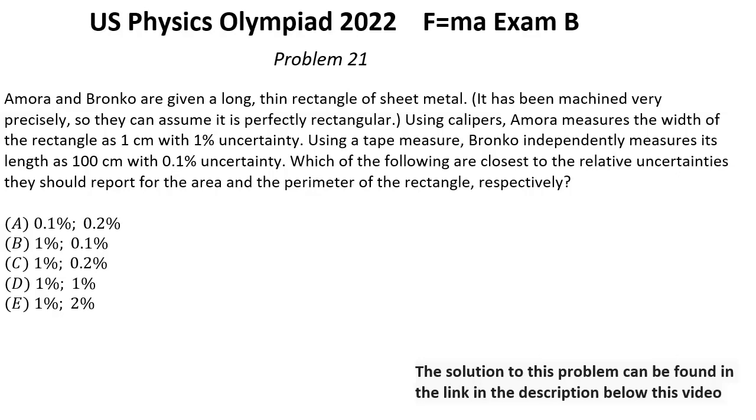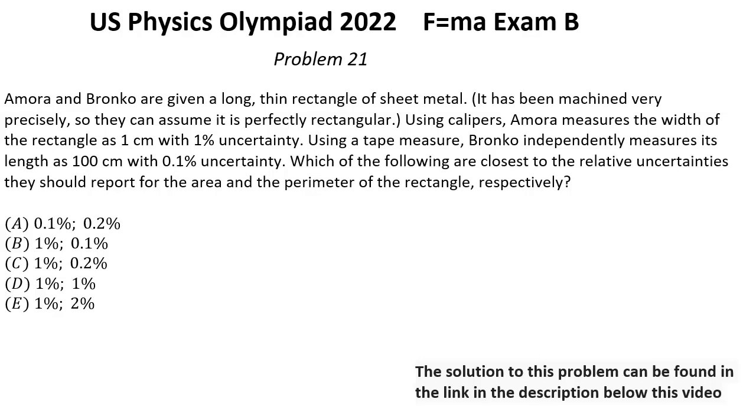Solution for problem number 21. Calculating the area involves multiplying the two measurements, and so the uncertainty in the area depends on the relative uncertainties of the inputs. Amora's 1% relative uncertainty dominates Bronco's 0.1%, so the result carries 1% uncertainty. It remains 1% because the area depends on each input to the first power.